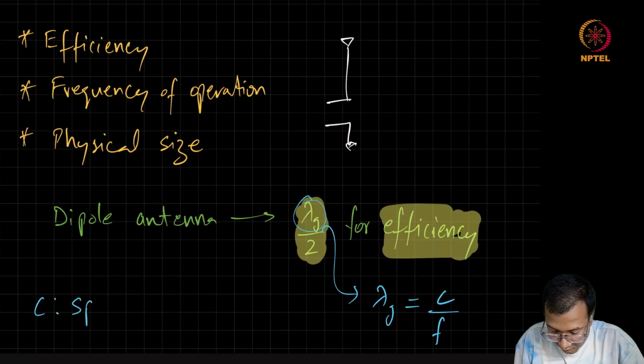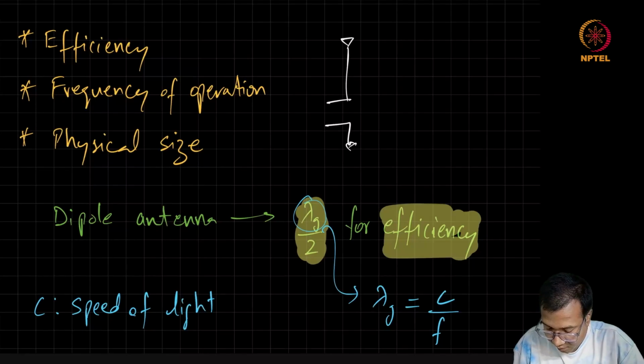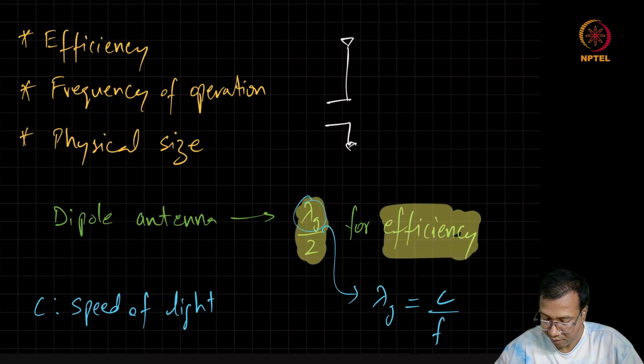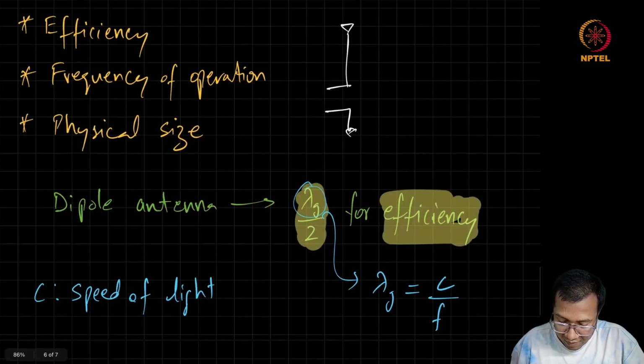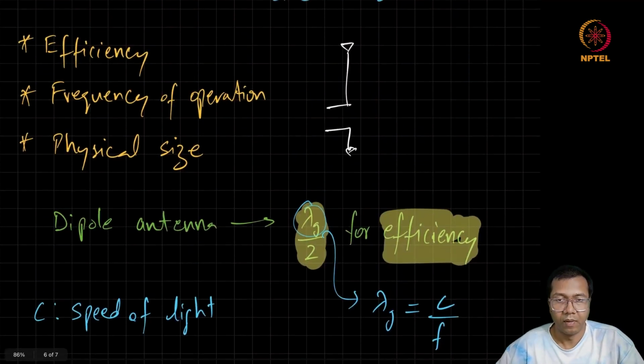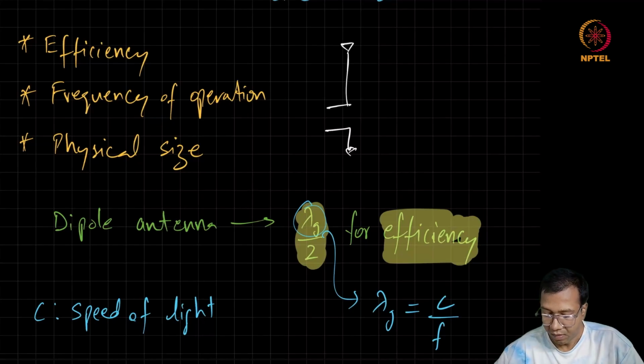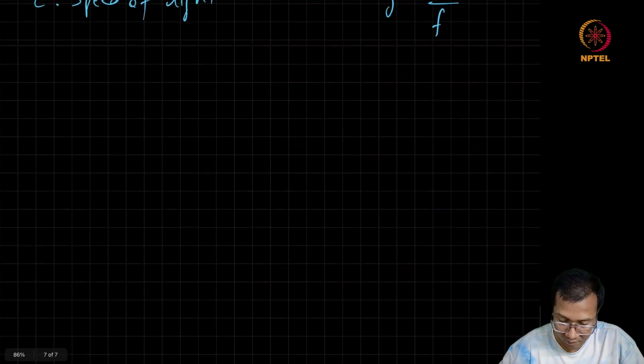So c is the speed of light, okay, same as the speed of the electromagnetic wave, and accordingly, that is going to be constant. So accordingly, for a given frequency of operation, we get a physical size. And if we talk about other structures also, need not be dipole, let's say monopole, again the dimensions are of the order of lambda. Okay, we can take a different antenna design. Dimensions will be of the order of lambda.